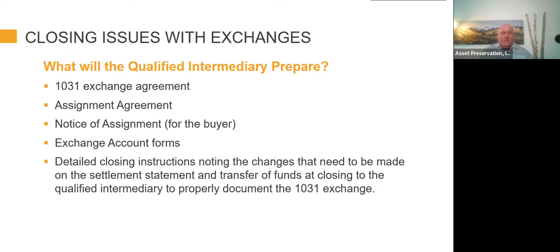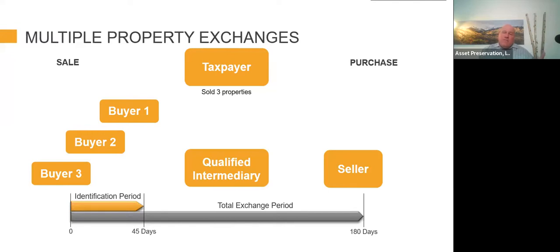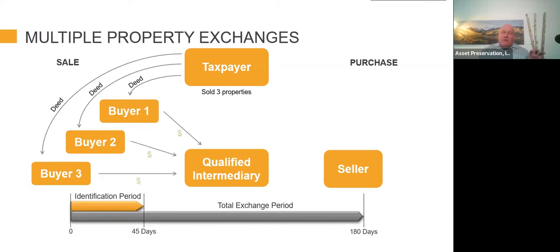This is an example of multiple properties. So here I'm selling 3 smaller properties. All the money is going to come into the qualified intermediary. We're going to go ahead and then purchase 1 replacement property that's larger and then deed it back to the taxpayer.